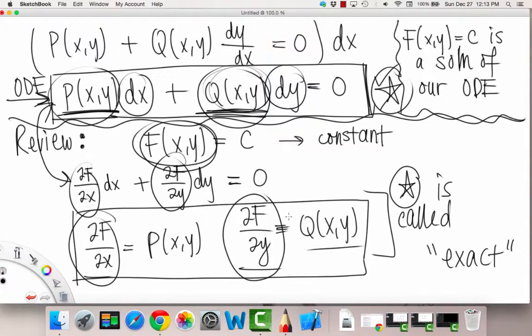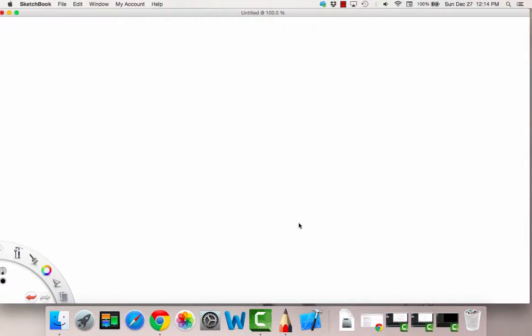Sometimes we can do that, and I'll show you how we can verify that it is exact, but if it's not, then we have to go through an entire other process to figure out what our p and q are supposed to be. So when we have something that's not like that, let me rewrite these equations again. p of xy dx plus q of xy dy is equal to 0.